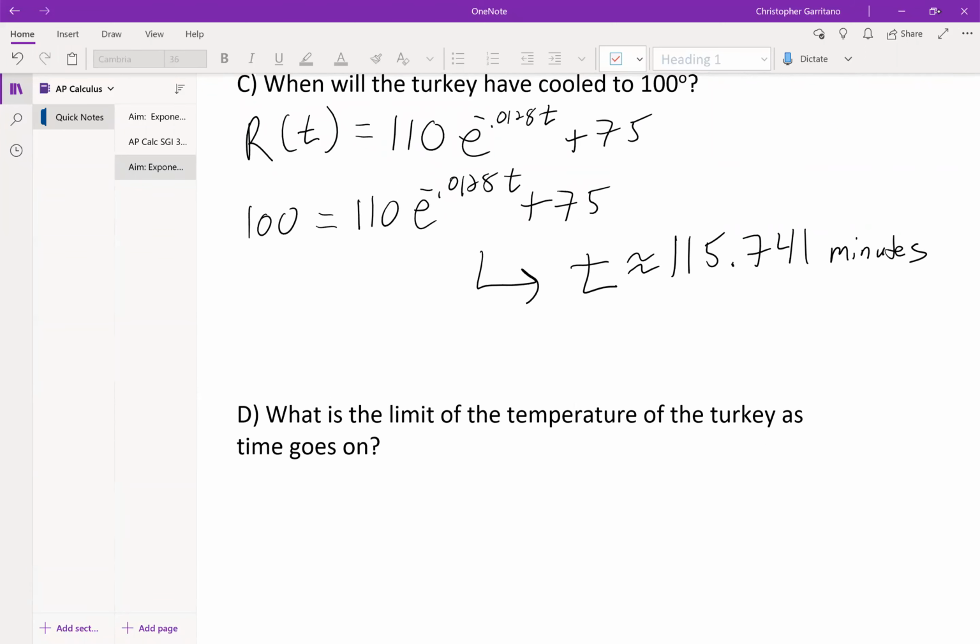All right, last but not least, what is the limit of the temperature of the turkey as time goes on? So basically, as time goes on, theoretically towards infinity, will this turkey just keep decreasing in temperature? If so, does that mean it'll go to a negative temperature? What does a negative temperature mean? That's what this question is trying to make you think about. And the answer is not so bad.